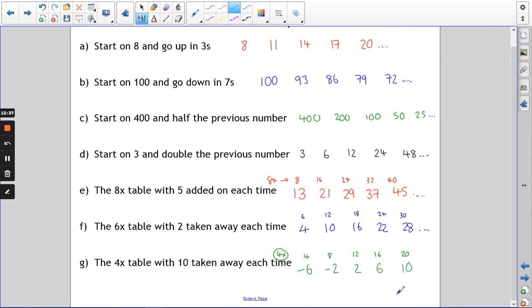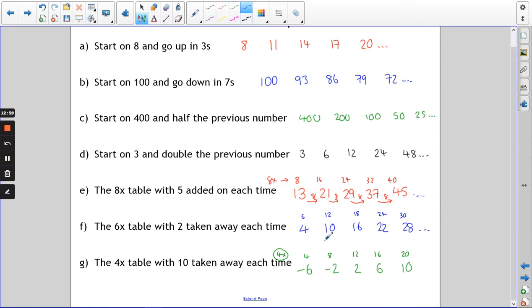6 and 10. Now what you'll notice about these last 3, on E, even though I took away 5, look, the numbers still go up in 8s. Okay, and they go up in 8 because I started with the 8 times table. So they still go up in 8. Just because I took away 5, they still go up in 8s.